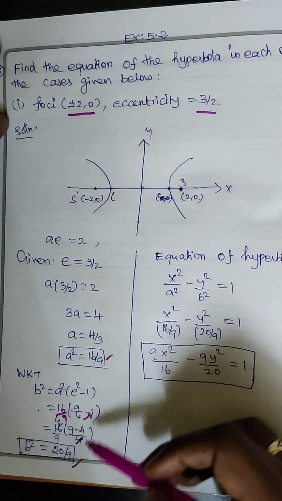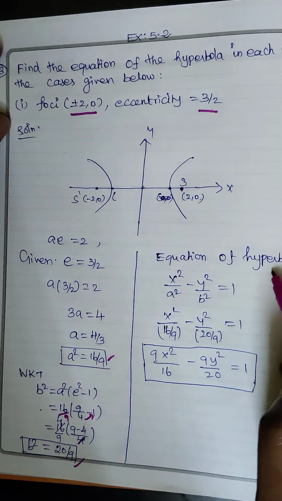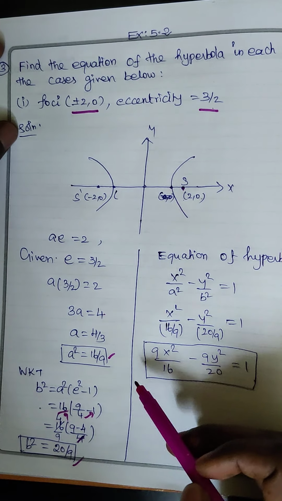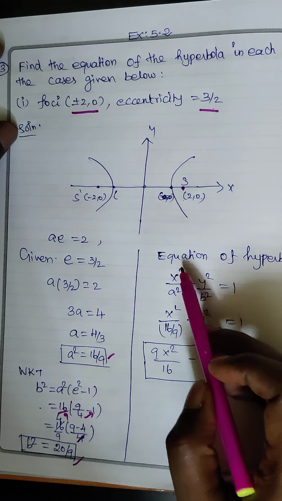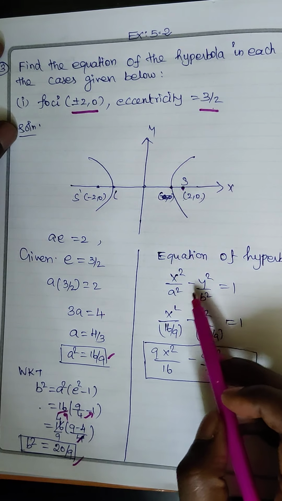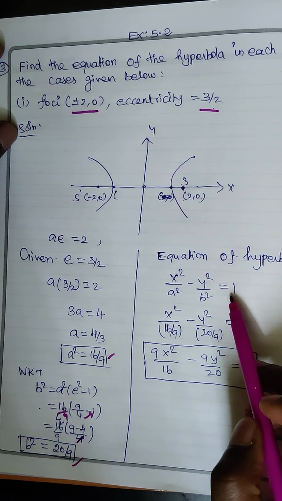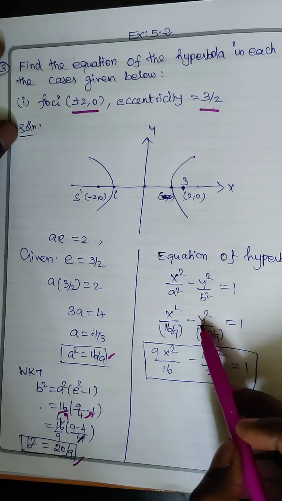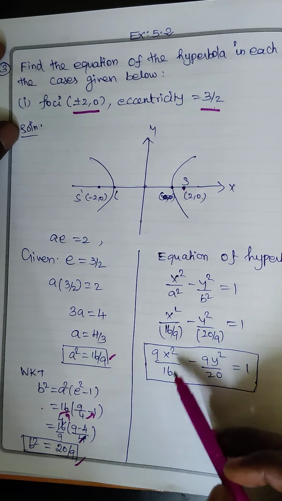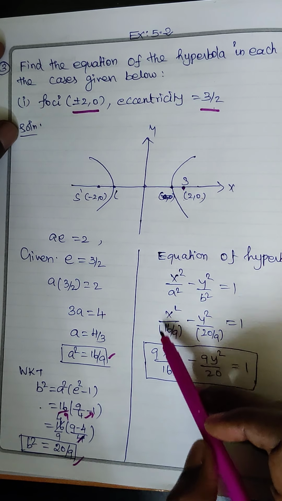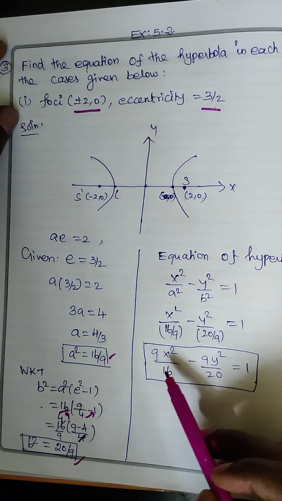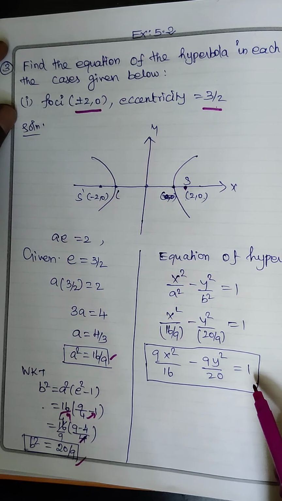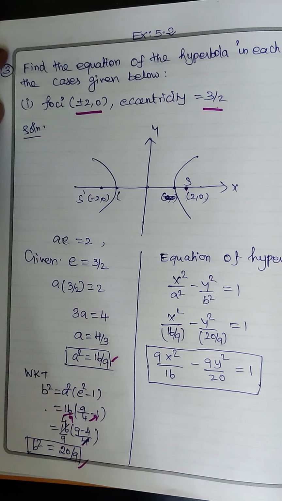Now we already know a square and b square, so the equation of the hyperbola. What is the formula? The transverse axis is along the x-axis, so that is why we have to use this formula. The equation of the hyperbola is x square by a square minus y square by b square is equal to 1. So x square by 16 by 9 minus y square by 20 by 9. Now I am going to take the 9 to the numerator here, and here also 9 to the numerator. So 9x square by 16 minus 9y square by 20 is equal to 1. This is the answer for the first subdivision.